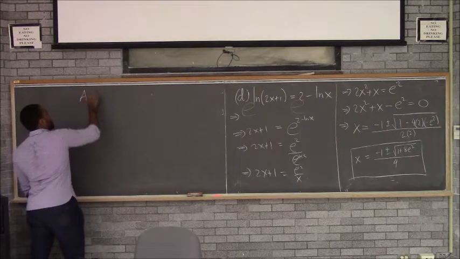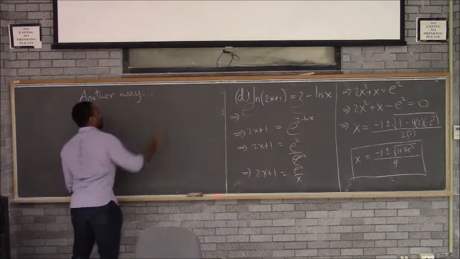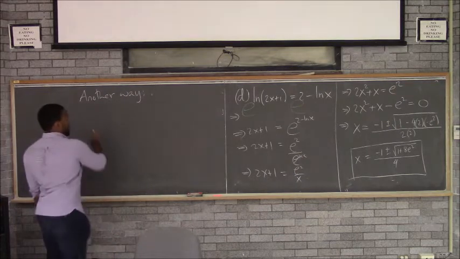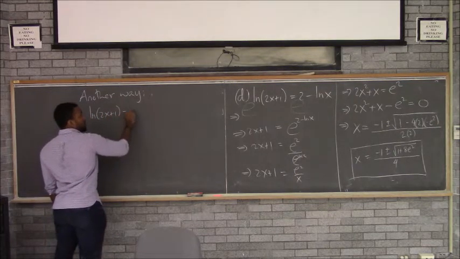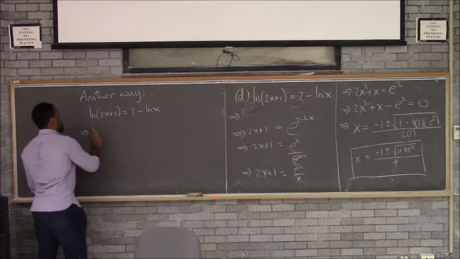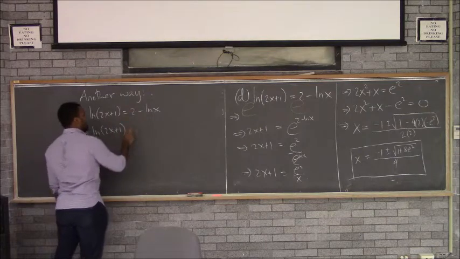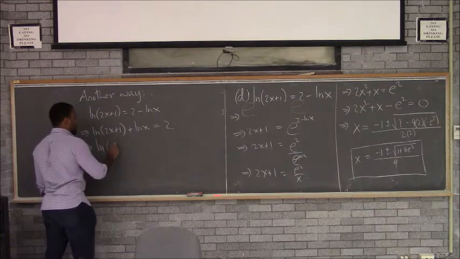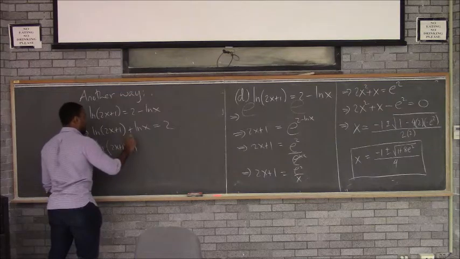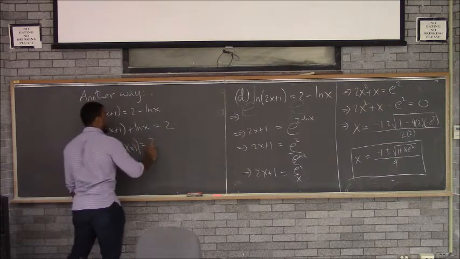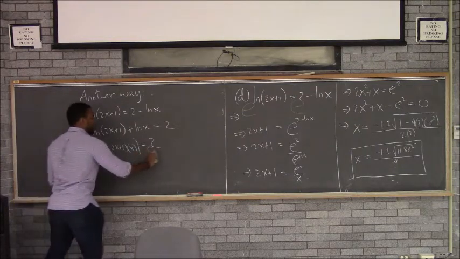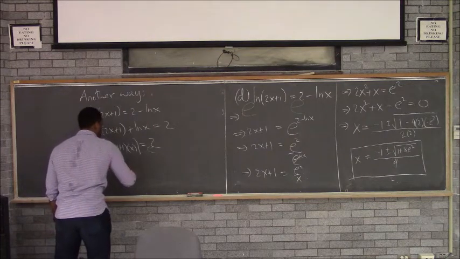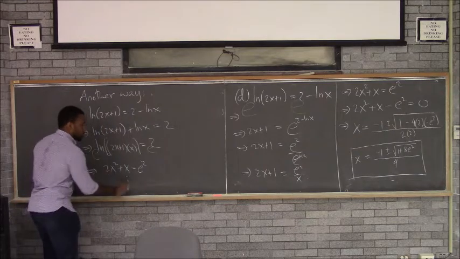Another way you can look at this, okay, I want to give you some options here. No one way is really better than the other. It's just a matter of what you see first. Just do that. Just make sure what you're seeing is legal. So if you have the ln of 2x plus 1, you could bring all the lns to one side. You could combine the lns. Then e both sides at this point, and so we would have 2x squared plus x equals e squared, and then from there, of course, we know what to do.